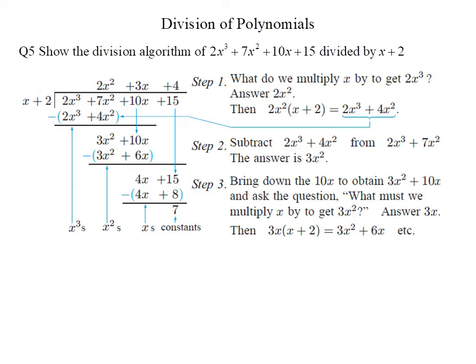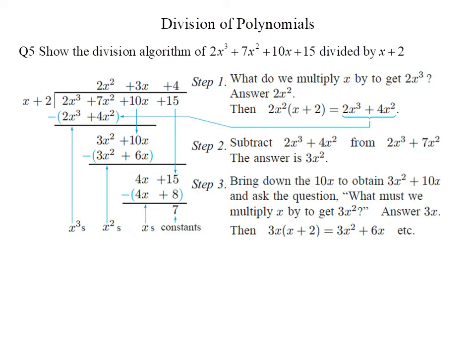The next step, which is not shown in the diagram, is to find a constant which we multiply by x to get 4x. So the answer is just 4. Finally, we obtain the number 7 as the remainder of this division.